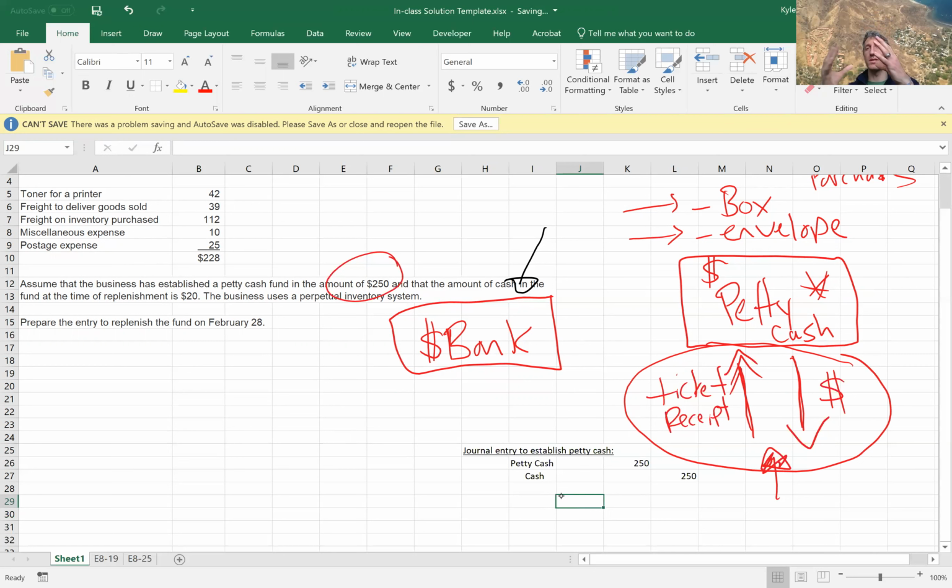So what happens is all of those tickets are collected and added together. And then once the petty cash needs to be replenished, a journal entry is needed. And that's when these expenses get recognized. So the amounts of each ticket are added together, and then a journal entry is done to replenish petty cash and recognize those expenditures in the general ledger.